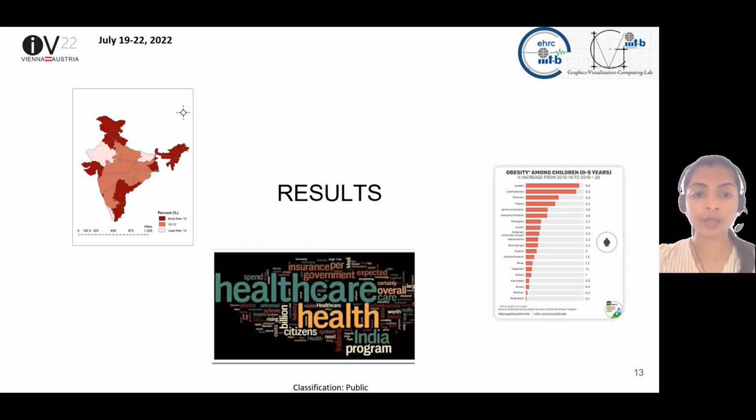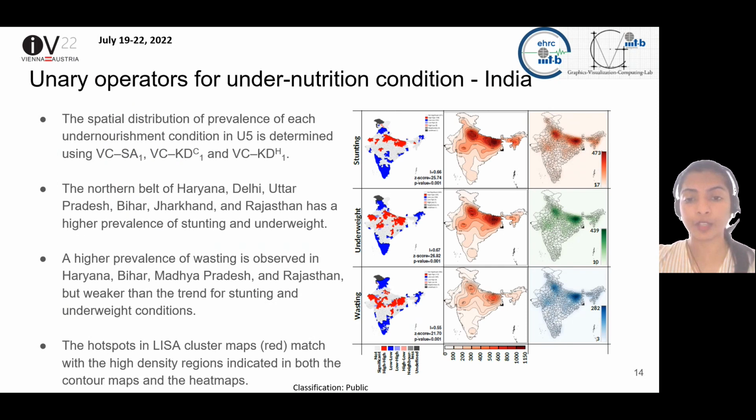Results. Here we conclude a juxtaposed view for comparing different spatial distributions of a single outcome variable. These visualizations use a vector layout in a juxtaposed view for comparison. The northern belt of India, which is Haryana, Delhi, Uttar Pradesh, Bihar, Jharkhand, and Rajasthan, has a higher prevalence of stunting and underweight. A higher prevalence of wasting is observed in Haryana, Bihar, Madhya Pradesh, and Rajasthan, but weaker than the trends for stunting and underweight conditions.